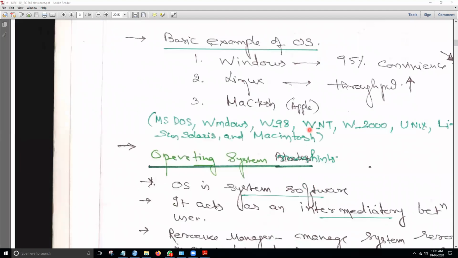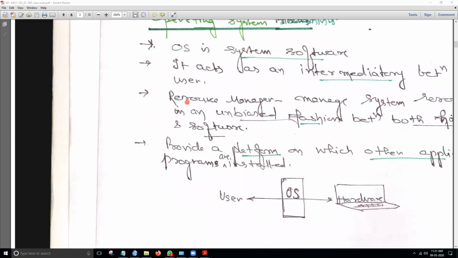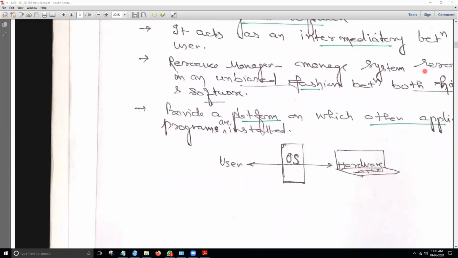I have put the basic example of operating systems, and you can add still more to what I have put across: Windows 98, Solaris, Macintosh, those things. Now, what are the basic highlights of operating systems? Operating system is software. It acts as an intermediary between the user and the hardware. That is the middle part. It acts as a resource manager, because it manages all the types of resources, and it knows how to send those resources as per the demand, as and when required. Those are nothing but part of the operating system.